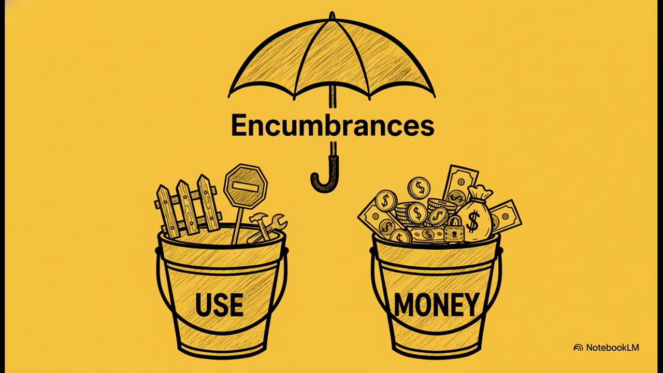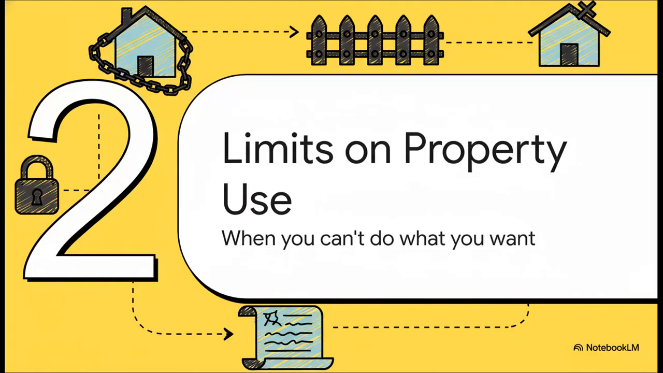Now, to keep this super simple, just remember that encumbrances basically fall into two main buckets. The first bucket is all about things that limit how you can physically use your property. And the second one, it's all about financial claims against it. It's all about the money. Let's dive into that first use category. This whole category is about those situations where someone else has a right to use a piece of your land, or when there are specific rules about what you can build or do on it.